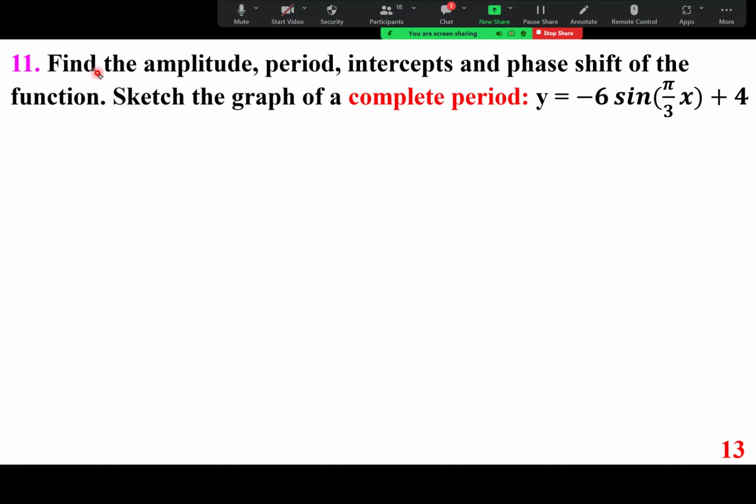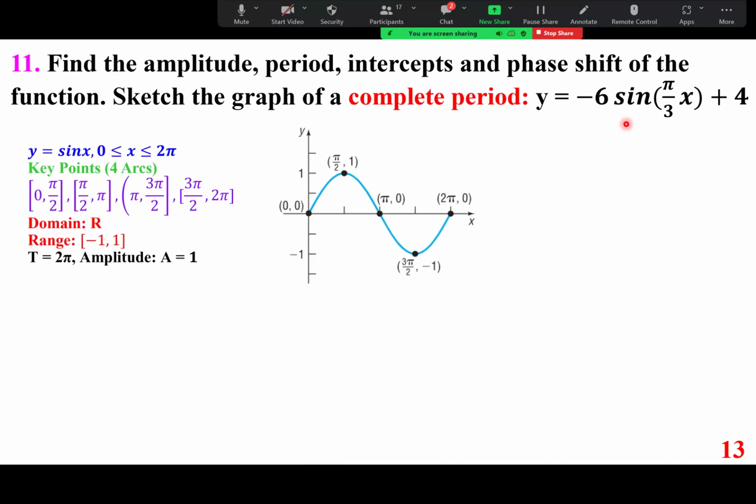Find the amplitude, period, intercepts, and phase shifts of the function. Sketch the graph of a complete period where y is given as negative sine of pi over 3 x plus 4. So first, let me remind you how we graph sinusoidal functions. A sinusoidal function has 1, 2, 3, 4 arcs. So y equals sine x. The period is 0 to 2 pi. Complete cycle goes from 0 to 2 pi.